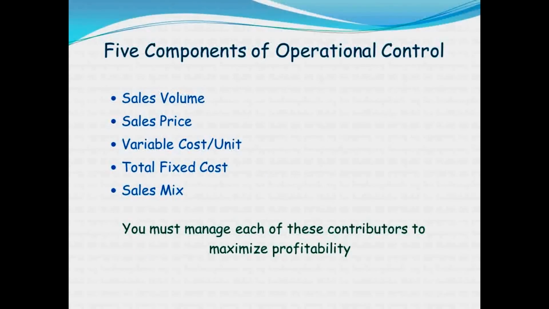The 5 components that you'd want to control are: 1, have you hit the sales volume you said you'd hit? Have you sold for the price you said you were going to sell for? Have your variable costs per unit matched what you said they were going to be? Have your total fixed costs been equal to or less than the budgeted fixed costs? And then finally, sales mix. You'll see that sometimes you could sell more product, but if you're selling the wrong product, it could be bad. So is your sales mix the appropriate sales mix for maximizing profitability?